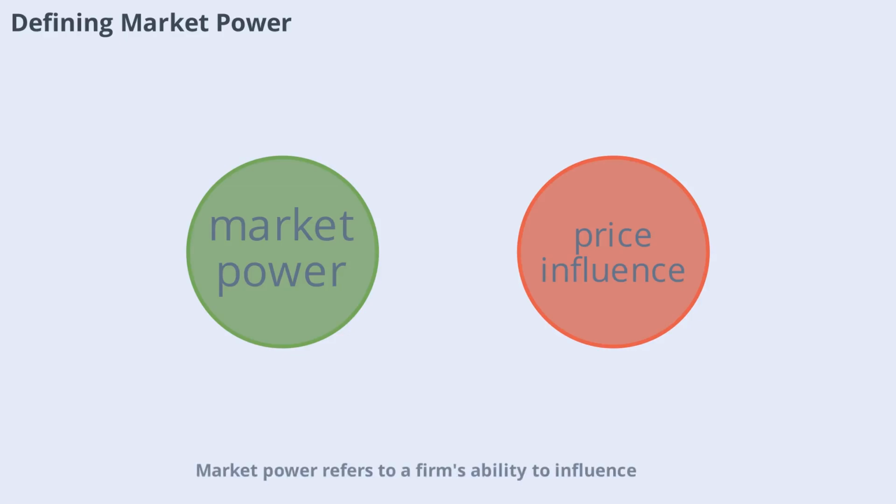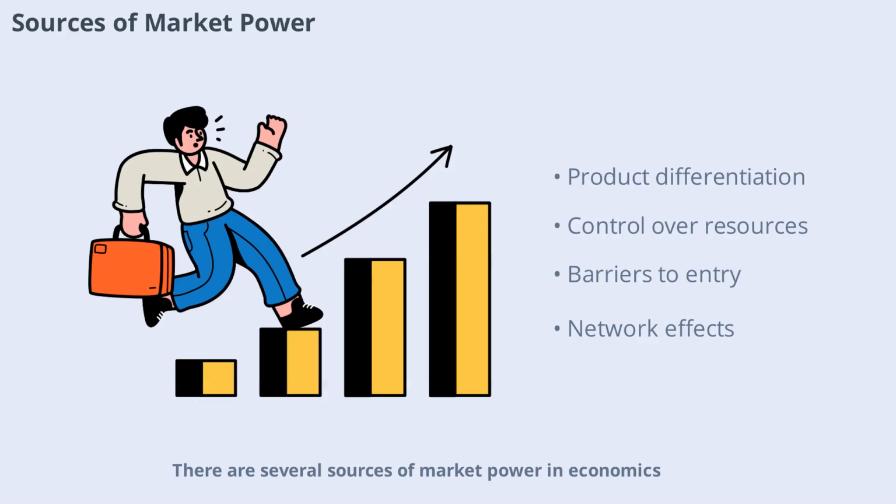Market power refers to a firm's ability to influence the price of a product or service in the market. Unlike in perfectly competitive markets where no single firm can affect prices, firms with market power can set prices above competitive levels. This often leads to higher profits for the firm, but it can also result in less choice and higher prices for consumers. Market power is not just about size, it's about the ability to control market outcomes. This control can stem from various factors such as unique products, brand loyalty, or barriers to entry that keep competitors out.